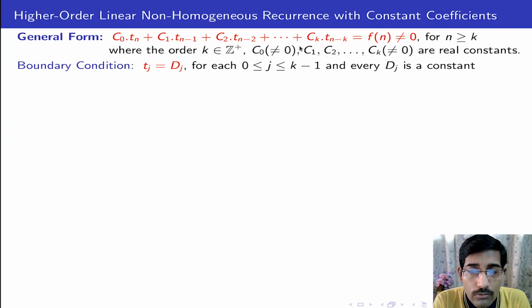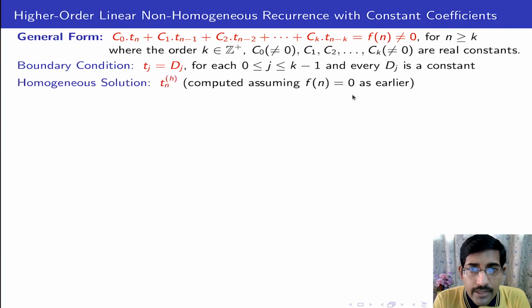So to have the order k, we have boundary conditions for every such value from t0 to tk minus 1, each a constant value. So this is our general form of higher order non-homogeneous recurrence. What we have done is find a homogeneous solution of it by making it equal to 0, and we have seen the higher order homogeneous recurrence solutions and their generic form as summations over complex, real, distinct and equal roots and all.